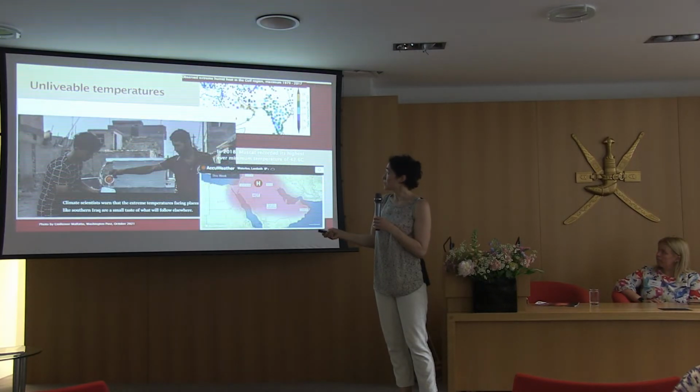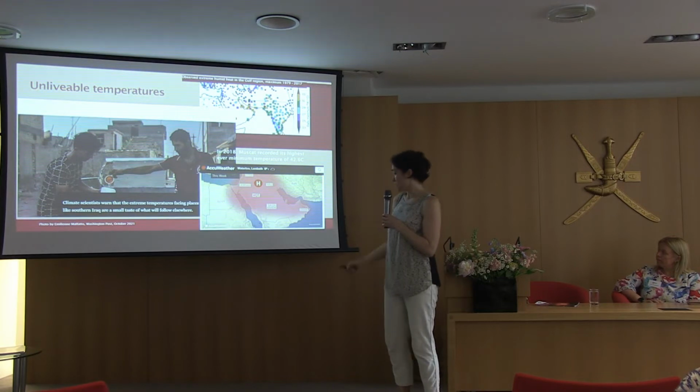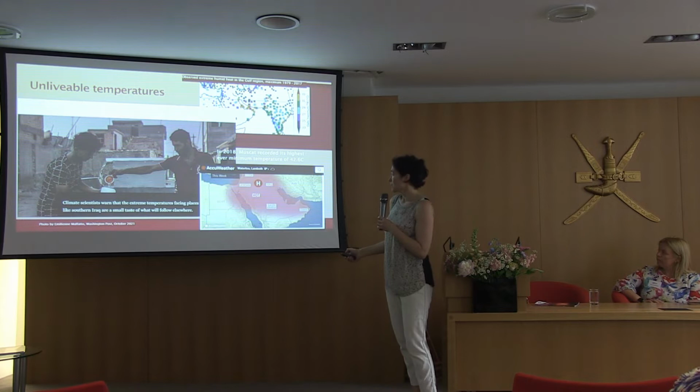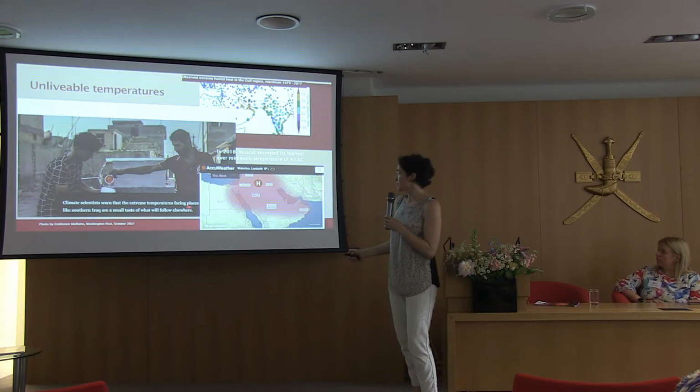And also unlivable temperatures, which we mentioned before. The region has definitely been seeing much higher temperatures in the summer, and the highest temperatures have tended to be around this area. Iraq and parts of Saudi Arabia have reached over 50 degrees in the last few years, and as the Washington Post pointed out, climate scientists warn that extreme temperatures faced in places like southern Iraq are a small taste of what will follow elsewhere.